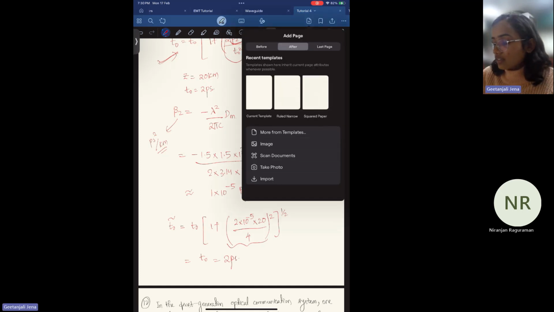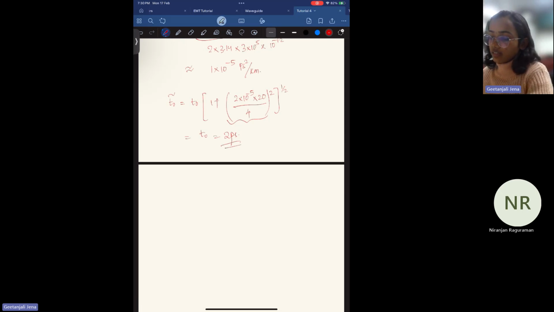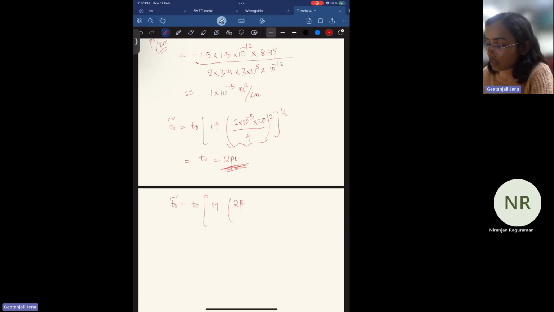Okay, why is it like this? Why do we get 2 picosecond after it propagates through the 20 kilometer fiber? Whenever it enters the dispersive medium, we'll see dispersion. But here, up to a certain distance, the dispersion effect is negligible.